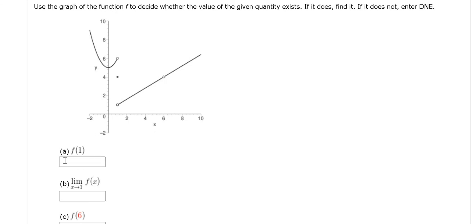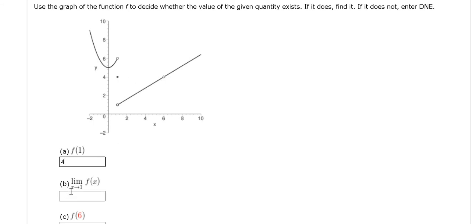So we have a very interesting graph here, and we have to answer various questions. So part A wants f of 1. That's basically asking for the y value when x is equal to 1. So if we look at the graph and we go over to x equals 1, which apparently is right about here, the y value appears to be 4. There's a couple holes here, but we want the solid dot. So in this case, the y value is 4.